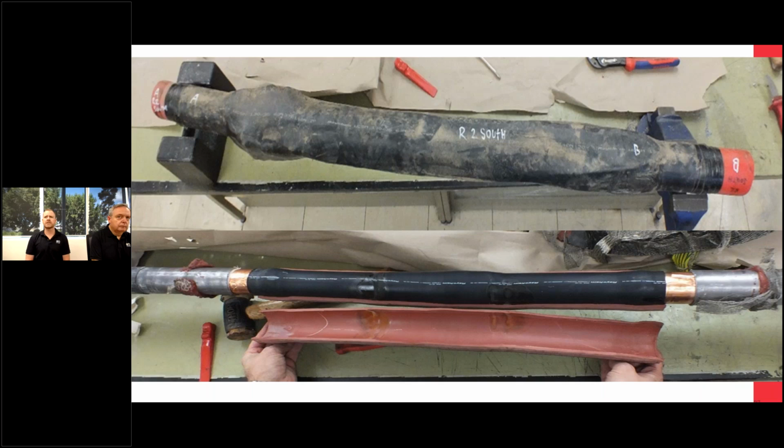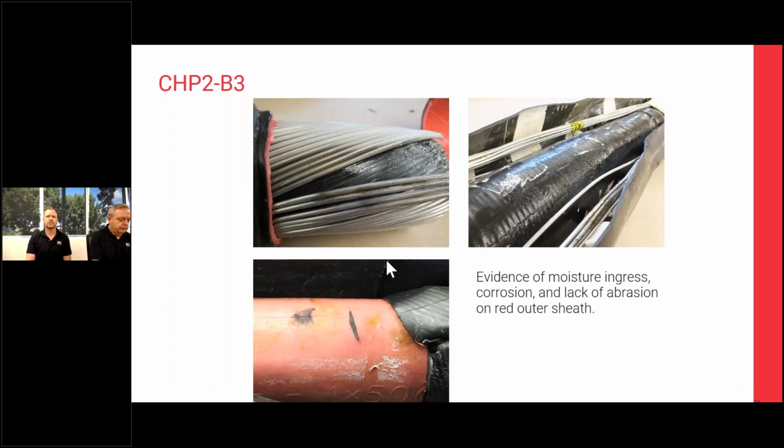And here are the physical joints during the strip down. This is the red 2 south cable joint, and this is the other one next to it. Here we have evidence of PD, and evidence of heat occurring at this location here and at this location here when that red heat shrink was stripped off. There was evidence of moisture ingress, corrosion, and a lack of abrasion on the red outer sheath. The lack of abrasion that we're talking about is here, where it hasn't been roughed up with a rasp to get good abrasion. And here there's evidence of moisture coming through where moisture just should not be.